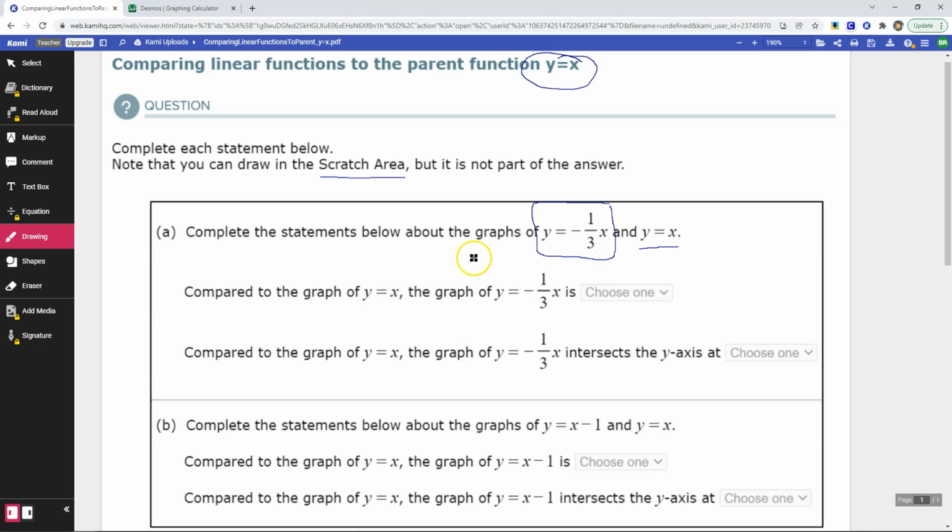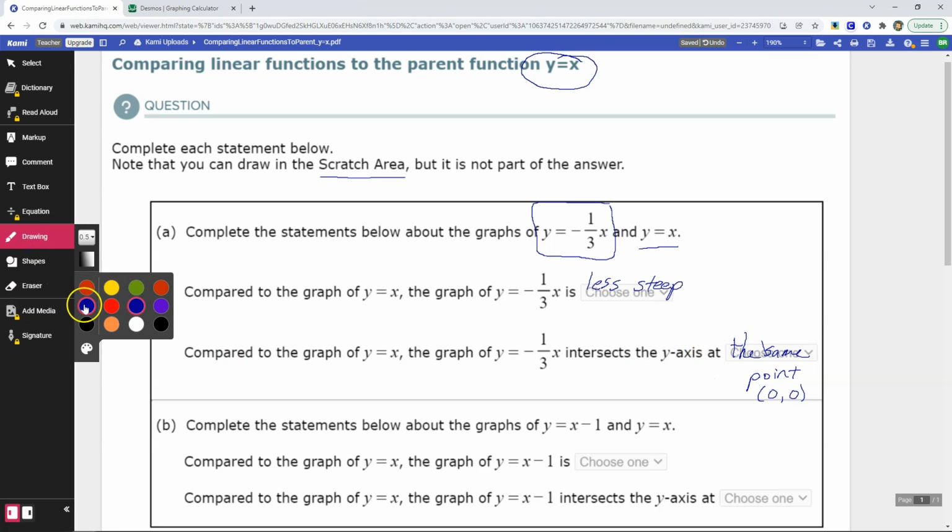So on here, compared to the graph of y equals x, the graph of y equals negative 1/3 x is less steep. Okay, so it's less steep than y equals x. And compared to the graph of y equals x, the graph of y equals negative 1/3 x intersects the y-axis at the same point. In this case, the origin, 0, 0. Okay?